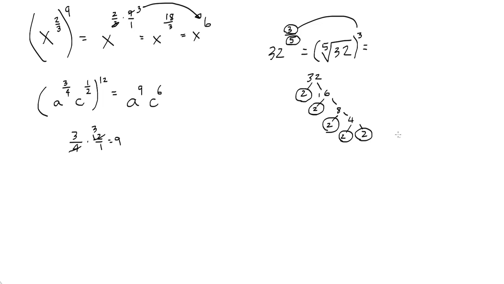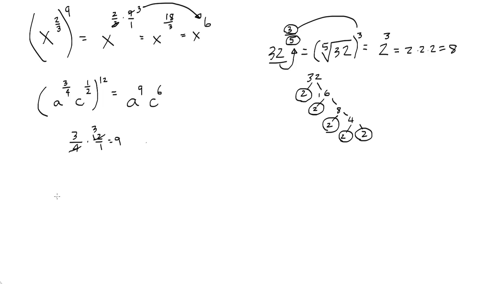So what times itself 5 times gives me 32? 2 times 2 times 2 times 2 times 2? 2. So the 5th root of 32 is 2, and I'm raising it to the 3rd power. 2 to the 3rd power is 8. So just rewrite numbers raised to a fraction exponent or a rational exponent as a radical, and then do your math. Let's do another one.